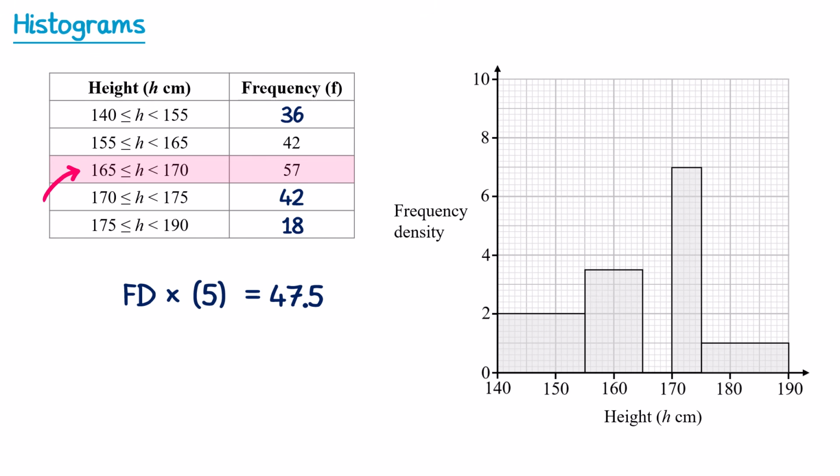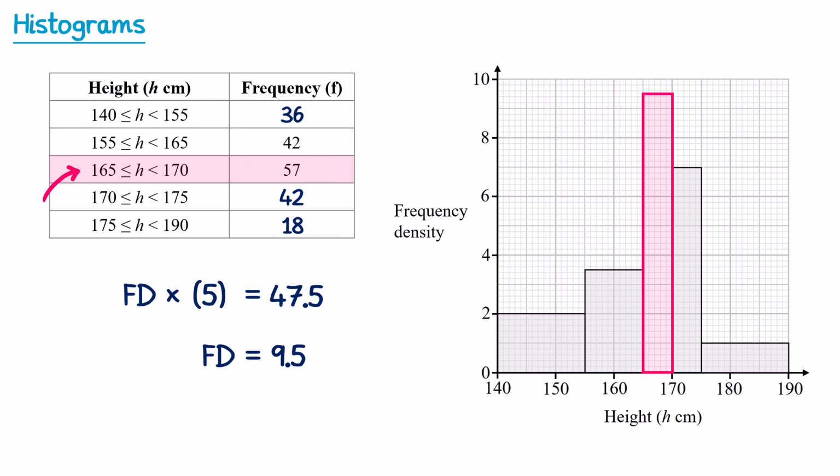So we have frequency density multiplied by 5 equals 47.5, which we can solve by dividing both sides by 5. This will give you frequency density equals 9.5. So the frequency density for this bar is 9.5, which means we need to draw it with a height of 9.5. And that's your completed histogram.